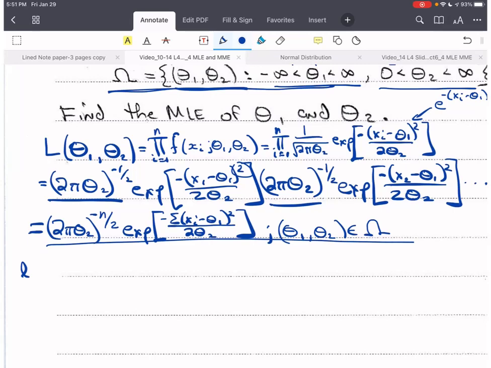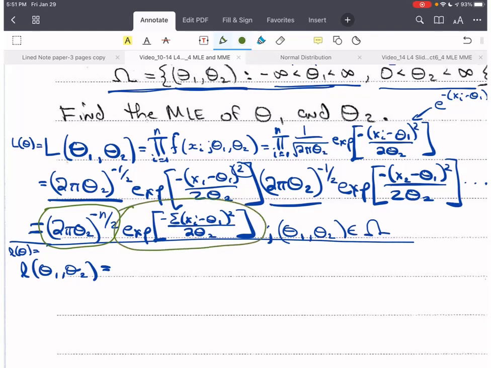Now I need to find the log likelihood function. I could just say L of theta, and I could just say little l of theta here. But I am writing it out in detail so that we know that there's two of them, okay? I've got two terms multiplied by each other. I've got the term in the front here, and then I have this exponent term, okay? So I'm going to take the log of two products, so it's going to be the sum of the logs, right?